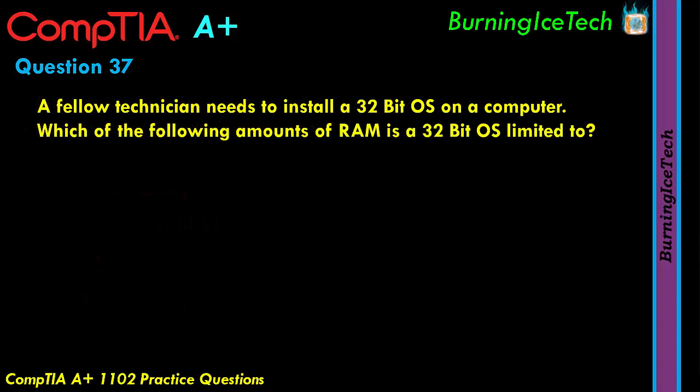Question 57. A fellow technician needs to install a 32-bit operating system on a computer. Which of the following amounts of RAM is a 32-bit operating system limited to? Does this sound familiar? If you guys have been watching this video and you paid attention to the previous questions we went through, you would know the answer here. I told you guys, a 32-bit operating system is limited to how much RAM? The actual real answer is not listed here. The actual answer is 3.3 gigs of RAM.